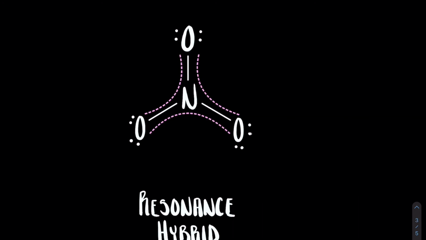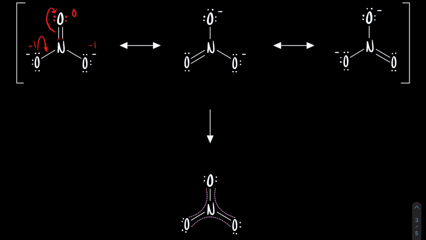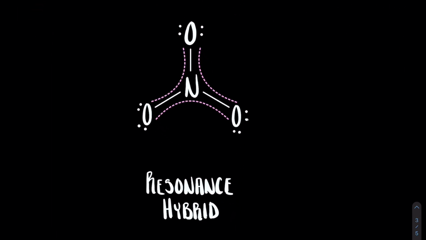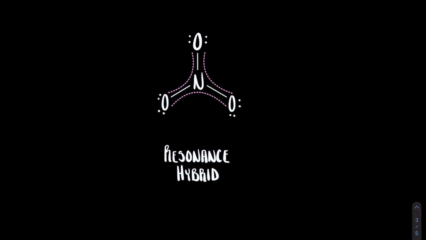But remember, in life, it exists as a resonance hybrid. There's no 3 separate structures of the nitrate ion. It exists as a resonance hybrid where the delocalized electrons are constantly flowing. The electrons are constantly flowing between the oxygen atoms around the nitrogen, and they're constantly flowing and reforming pi bonds.